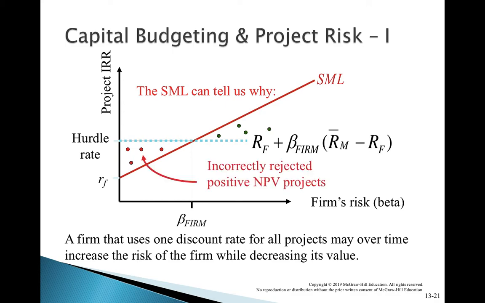Then you see, incorrectly rejected positive NPV projects, those four dots which you rejected, they are incorrectly rejected because they are above the SML. And you incorrectly accepted those four projects which provide negative NPV because they are below the SML. So this is the way. What conclusion do we get from here then? We should not use a single hurdle rate for each and every project of the company.